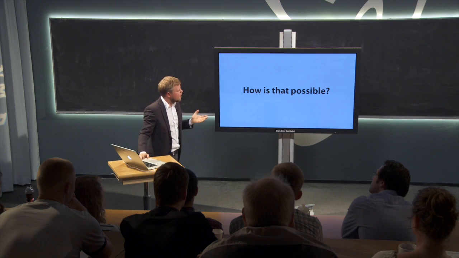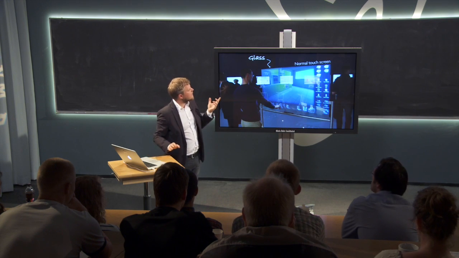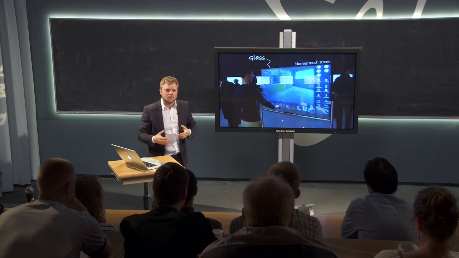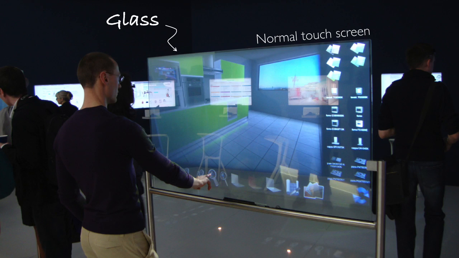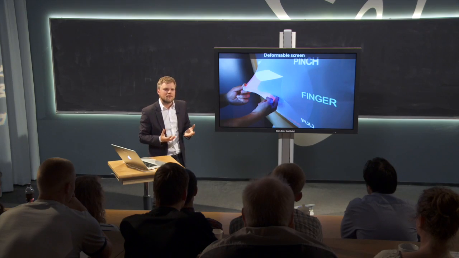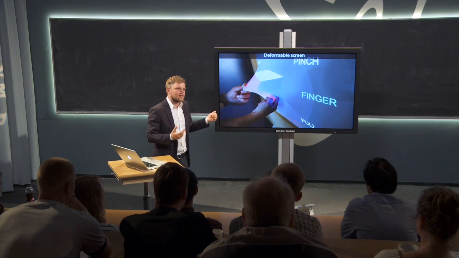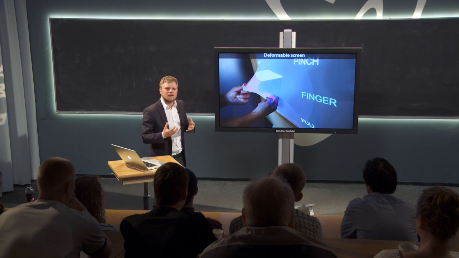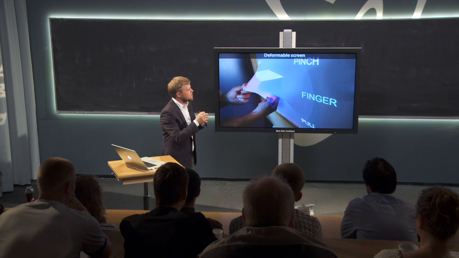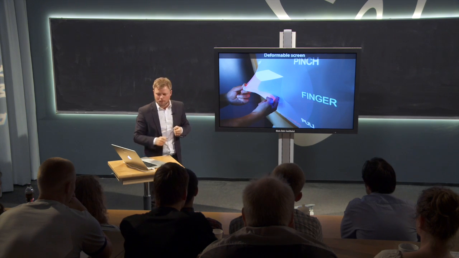So how is that possible? Well, if we look at normal touch screens like the one you have in your pocket, or a bigger one like this one, they're all made out of glass, so we can't bend them or deform them, or at least if we would, they would probably break. So instead of having glass displays, we use deformable material. In this case, it's Lycra, which is similar material as they make swimsuits from. And as you can see, it's pretty stretchy and it's deformable.